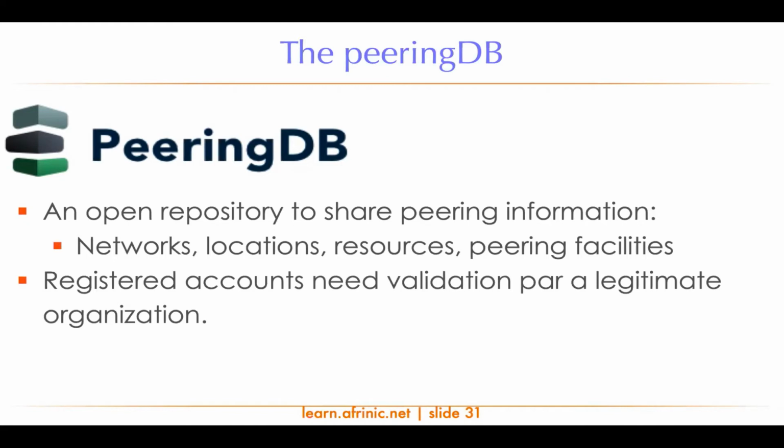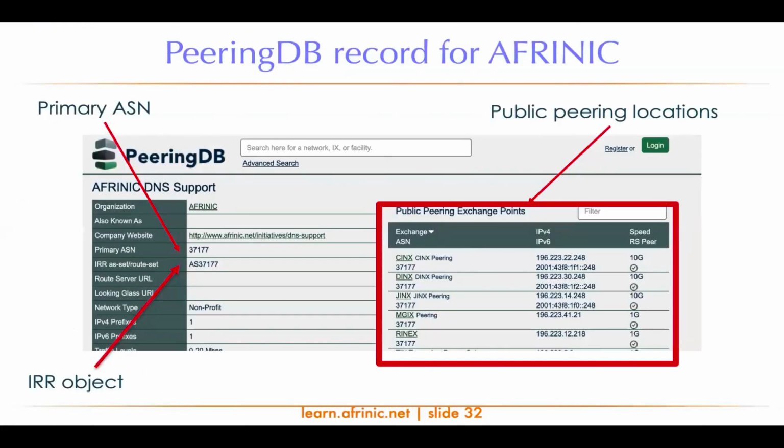And when you create that account as an individual, the PeeringDB team will try to verify that information tied to a specific AS number with your organization. And when that is verified, now you can input your information as networks, locations, resources. That's your IPv4, your IPv6, your ASN, your peering facilities, like where are you peering? Which internet exchange point are you present at? So this is an example of information from the PeeringDB.